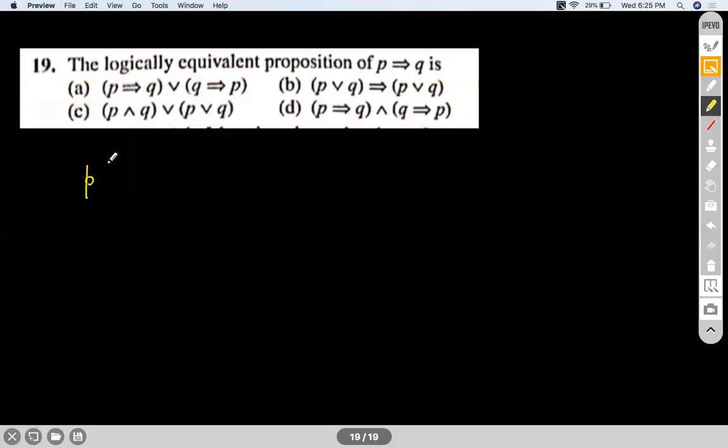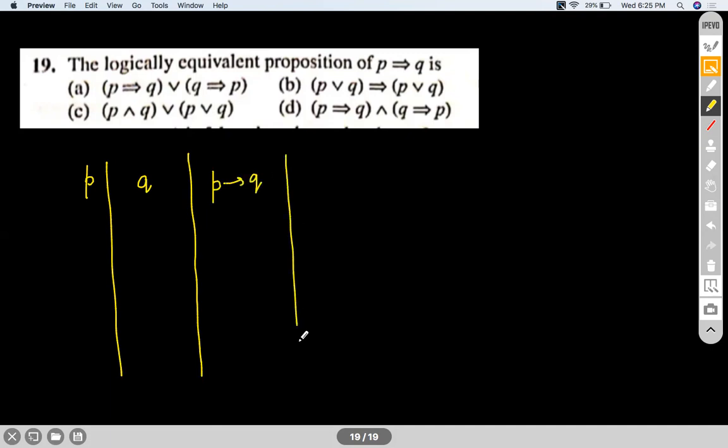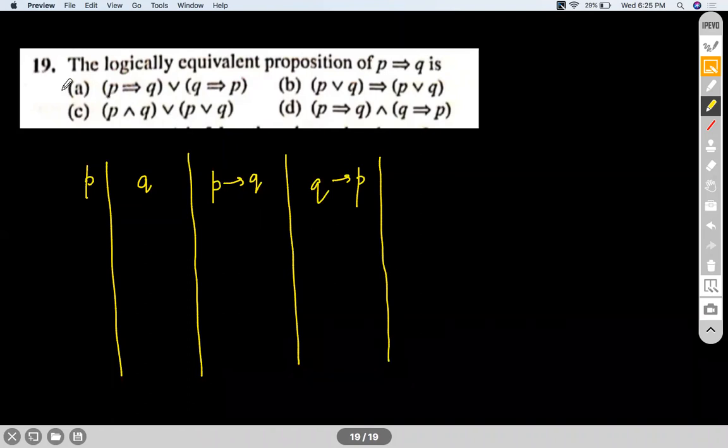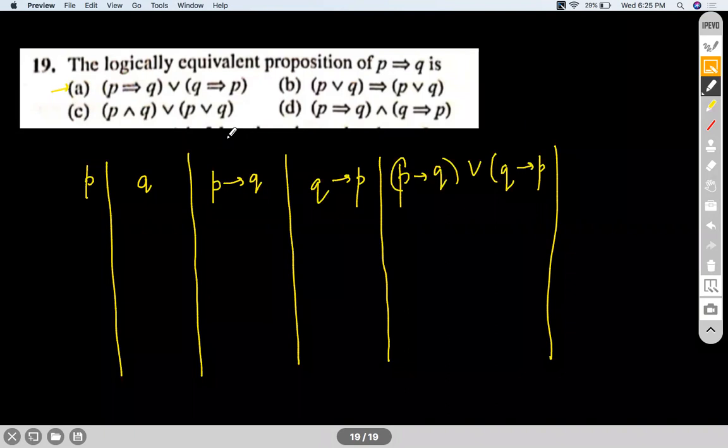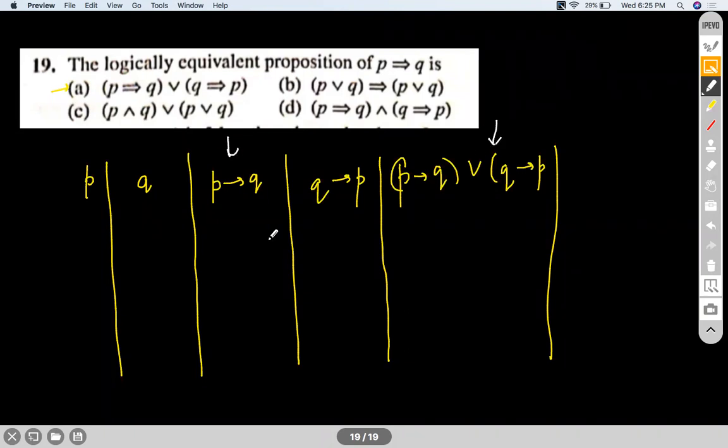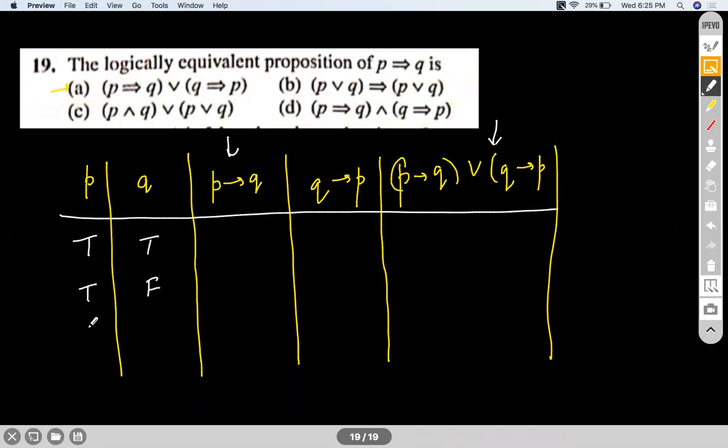So let's have P, Q, P implies Q, Q implies P, and then you're saying to check A, right? So P implies Q or Q implies P. So if the truth table of this matches with this, that means statement A is correct. Let's check. True, true, true, false, false, true, false, false.